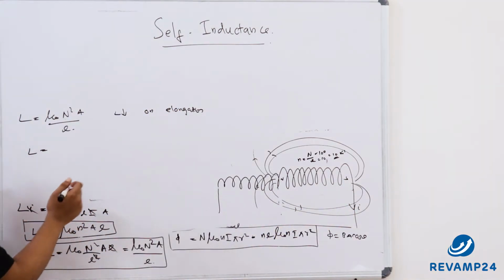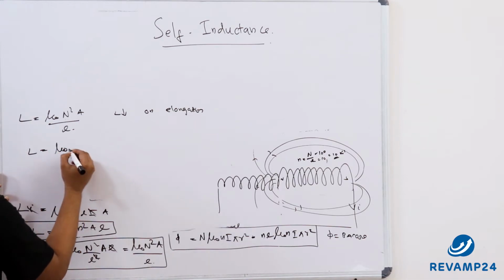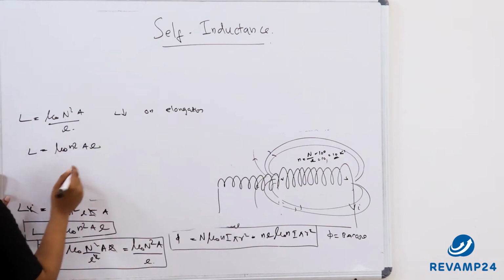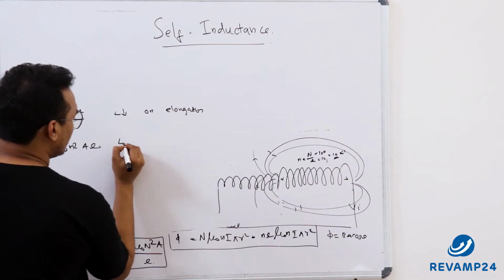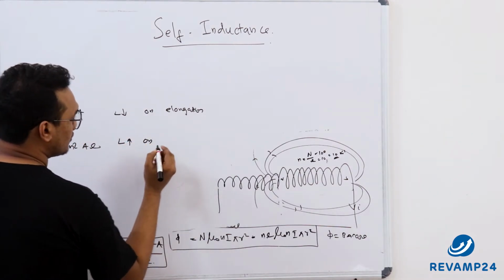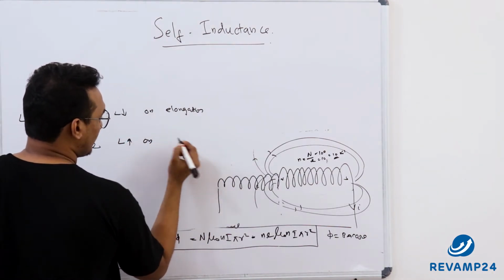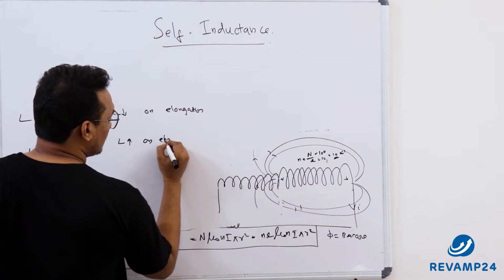So L will also increase. Which equation will I use? Mu 0 n square AL. All others are the same, so L increases. This is also elongation.